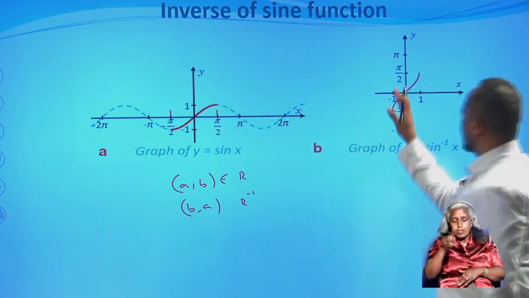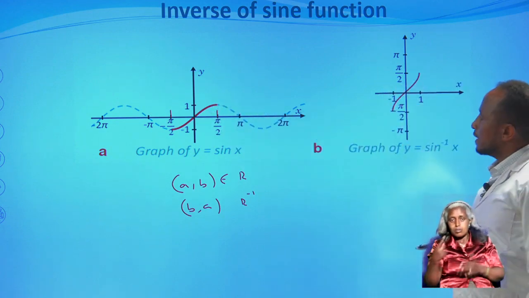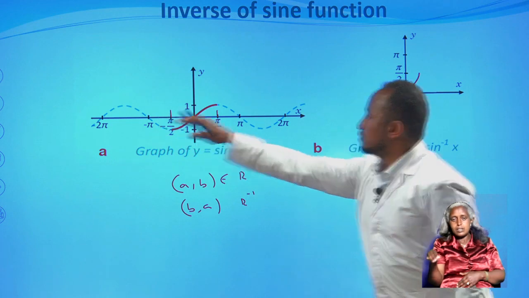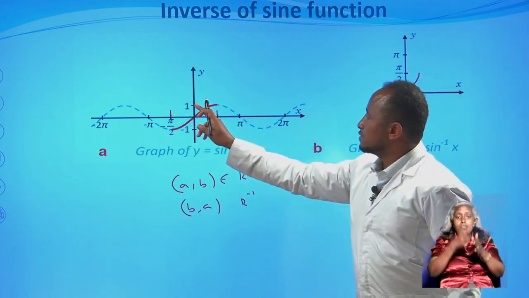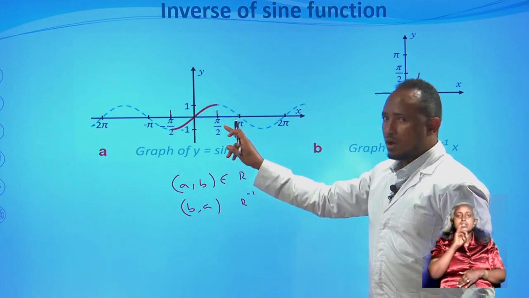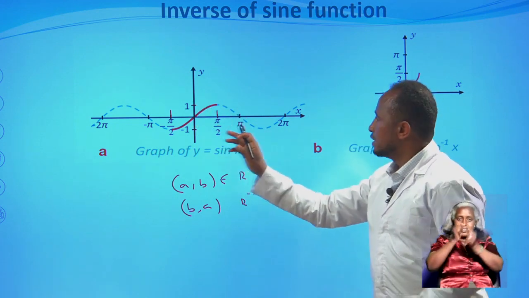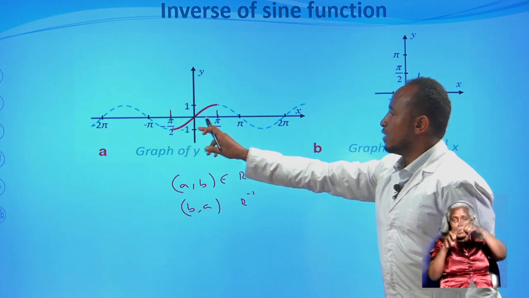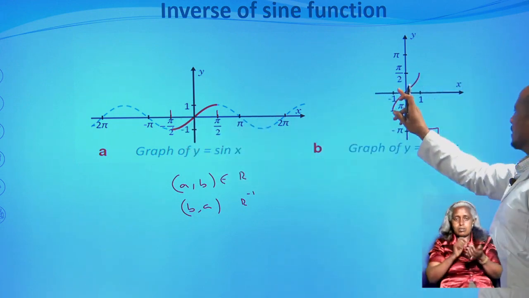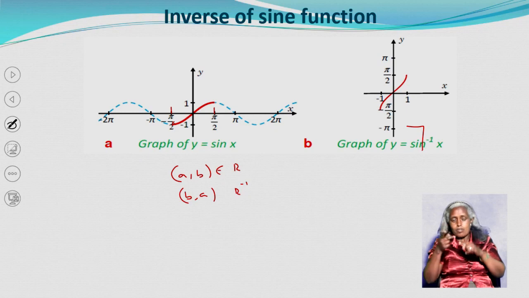Negative 1, 1 on the x-axis and these values on the y-axis. When the value of y is 1, the value of x is pi over 2. So interchanging this, when the value of x is 1, the value of y is pi over 2 in the inverse. And when the value of x is negative pi over 2, the value of y is negative 1. So this will be negative 1, negative pi over 2. Drawing the graph, the inverse of the sine function graph is this one.